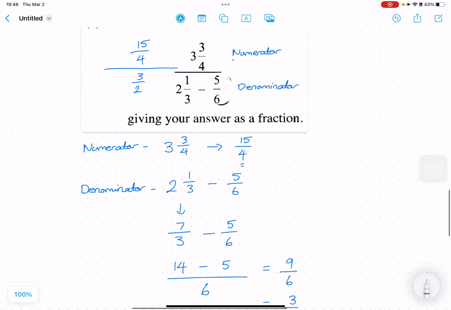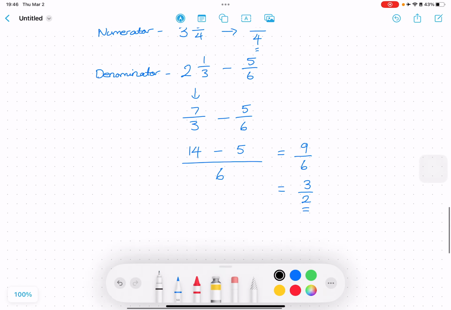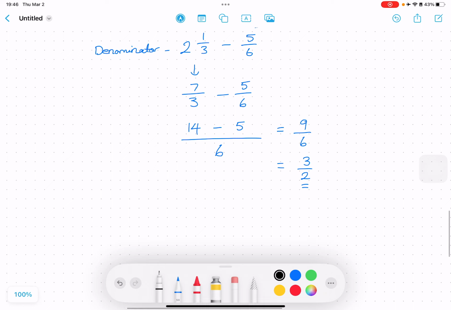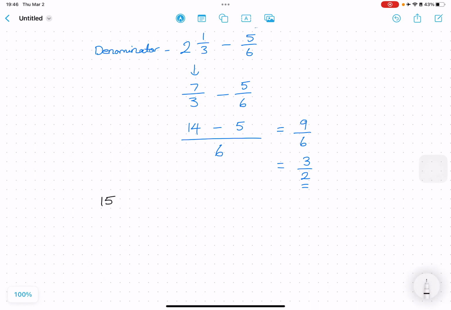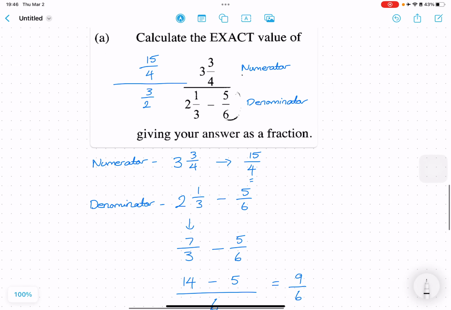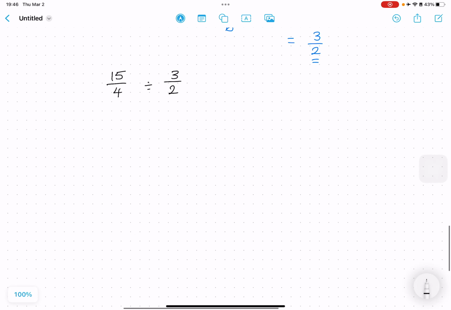So now that becomes, let me change my color. It becomes this now. 15 over 4 divided by 3 over 2. There's another way of writing that big division sign there. This is the other way of writing it, and now it looks very similar to the previous question with the division sign. So remember the rule. Let's see, 15 over 4. We change our division sign to a multiplication sign, and we flip the fraction. So it becomes 2 over 3.